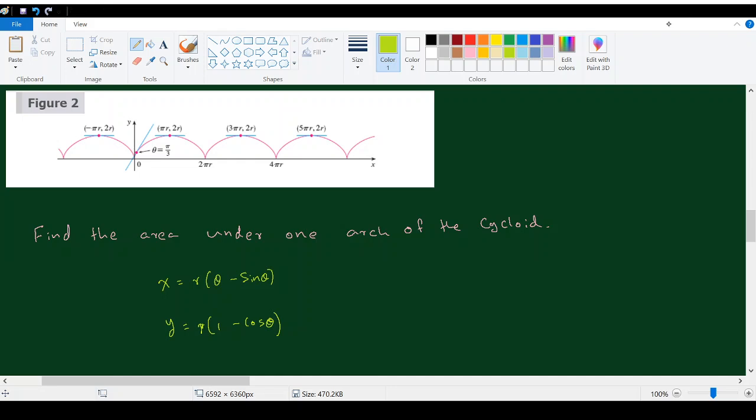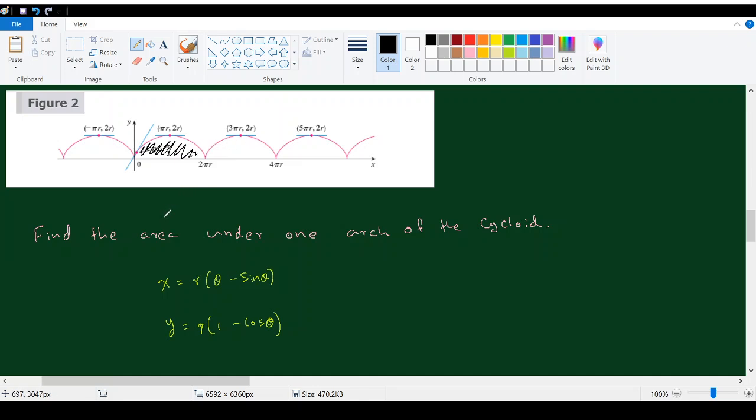Now we are going to find the area under one arch of the cycloid. Remember, I explained in the previous video, the cycloid takes this shape and the parametric representation of the cycloid is this one. So what they ask is to find the area under one arch, that is the area from here to here, because all the other arches are identical to each other.